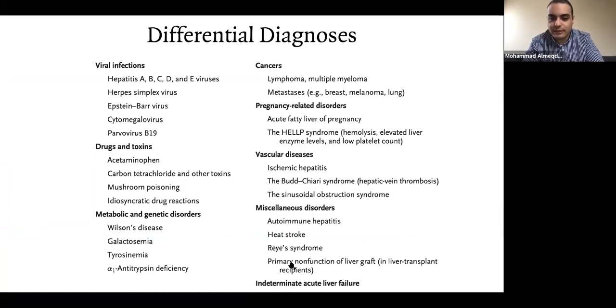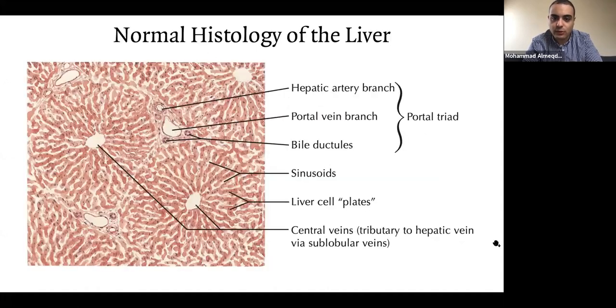You'll never see that one, this is in kids, and other things. Ischemic hepatitis is a big one, and Budd-Chiari, okay? So this is generally the acute liver injury that you see, generally secondary to one of these, okay?